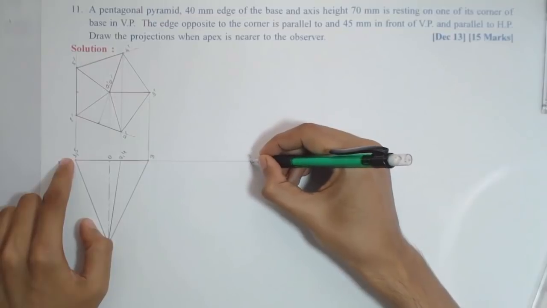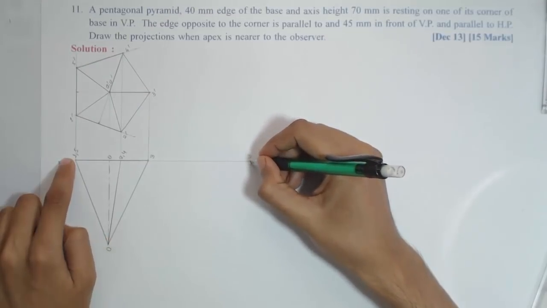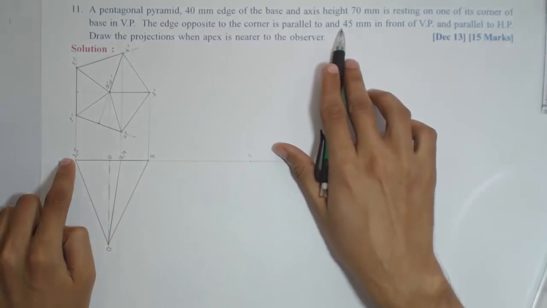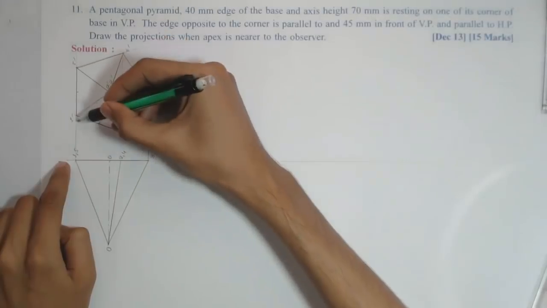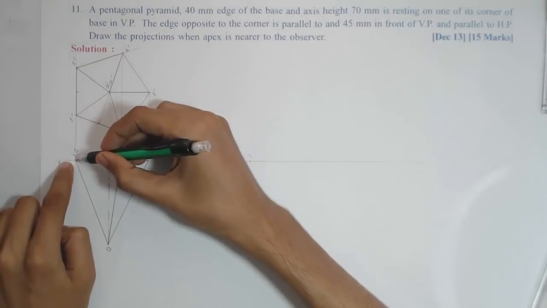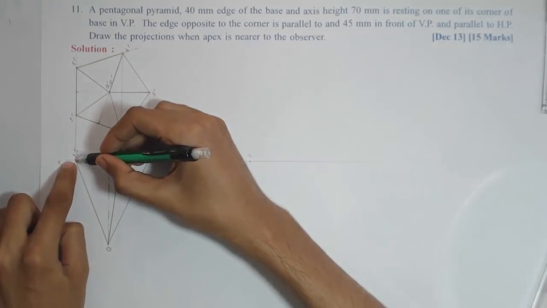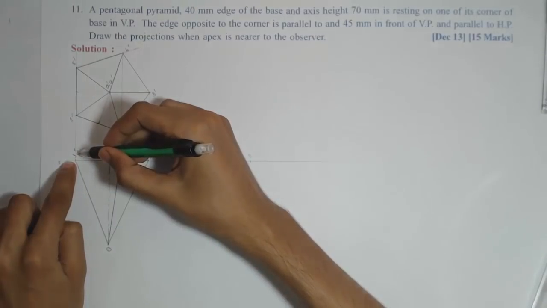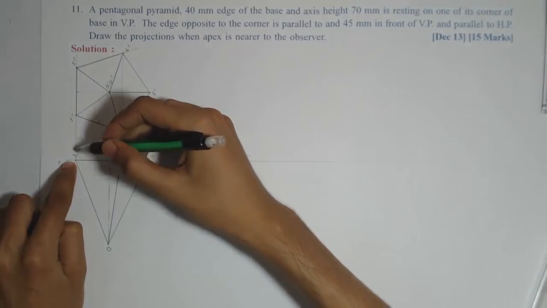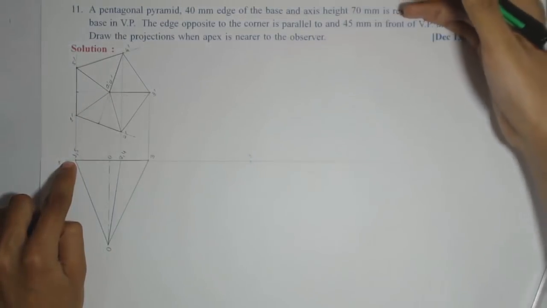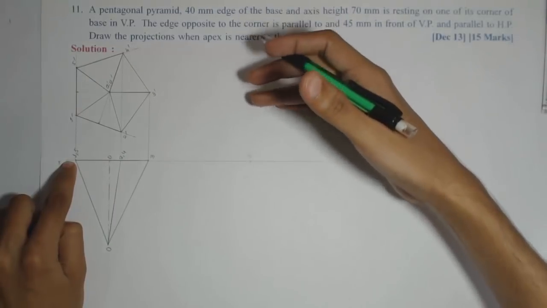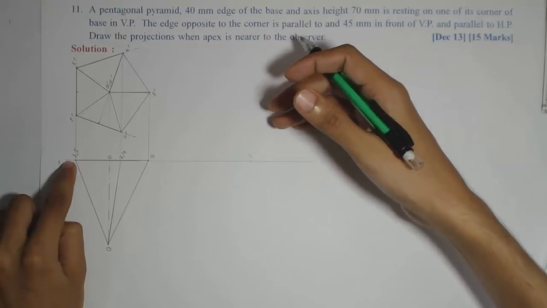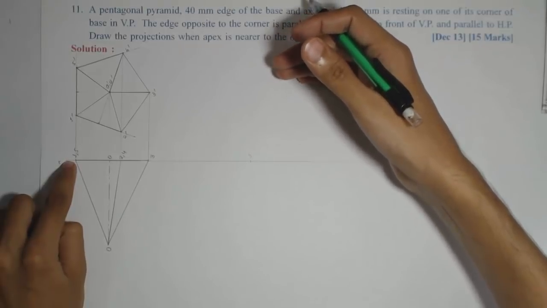So I'm keeping that 3 here only, but now that 45 mm in front of the VP, that means edge opposite to the corner, this edge 1 5. Now here in top view I am getting that as a single point 1 5. So now I need to locate this corner 1 5 45 mm in front of the VP, that means 45 mm below XY line, as we did for apex in one problem 40 mm and other problem 55 mm.